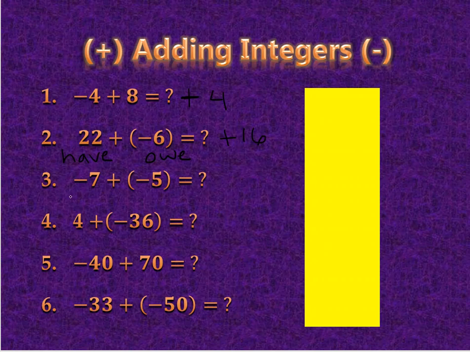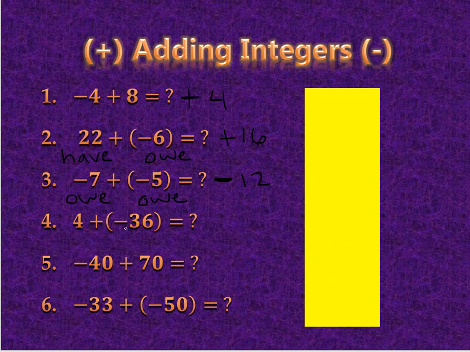Okay, let's go ahead and look at the next one. We have a negative integer 7, so that is owing $7. We also have a negative integer 5. That is owing $5. So when we combine these two, if we owe and then we owe some more, obviously we're going to owe. So our answer is going to be negative. And then to figure out how much we owe, we take the 7, we add it to the 5, and we get 12. So negative 12, that's our answer.